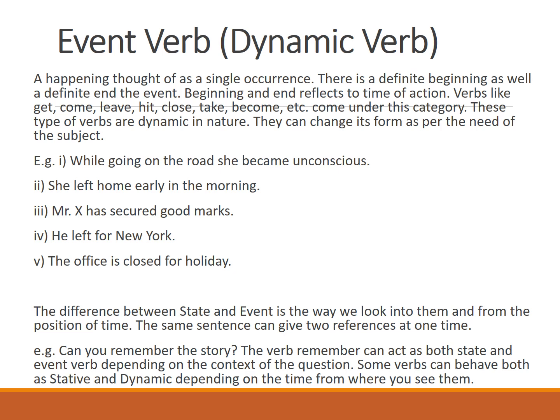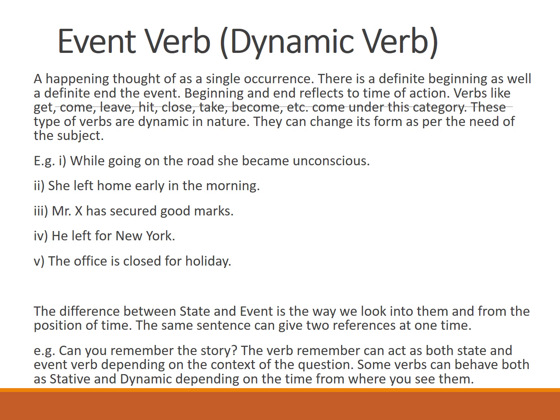So here you are changing the situation, using the verb in the changing situation of the time of your sentence. She left home early in the morning. Mr. X has secured good marks. He left for New York. The office is closed for a holiday. So these are different examples of the event verb or the dynamic verb.